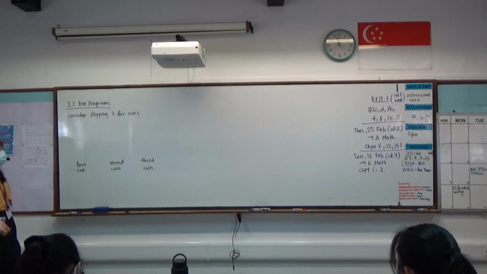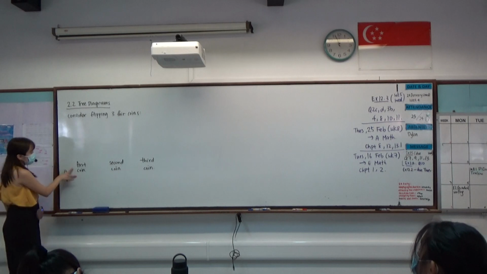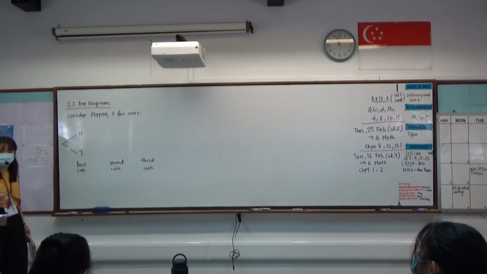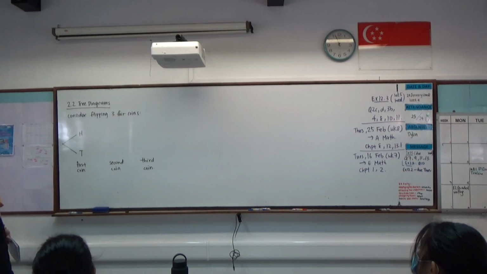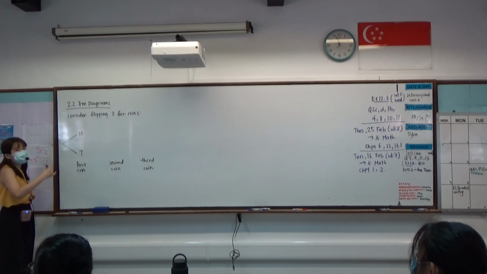Okay, so when it comes to flipping a coin, it's either getting a head or a tail. So in the first coin, we will have head or tail. So H to represent head and then T to represent tail, because these are the only 2 possible outcomes for the first coin. Right?